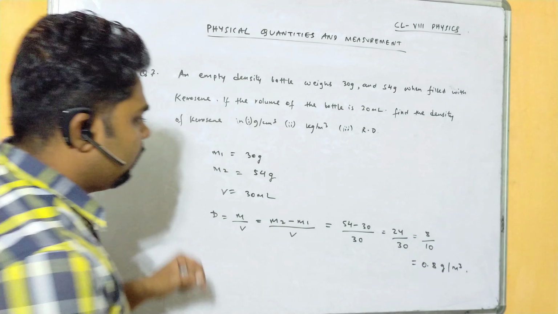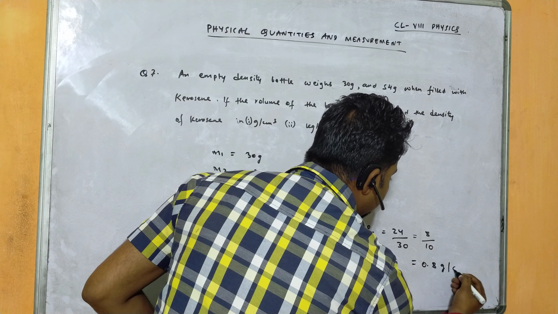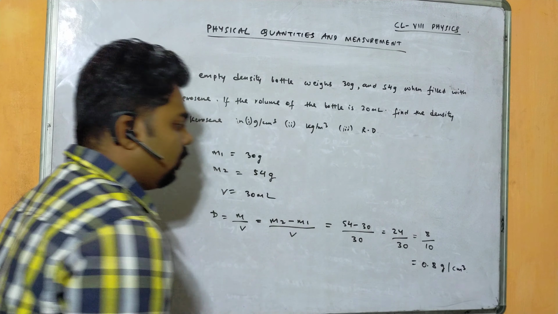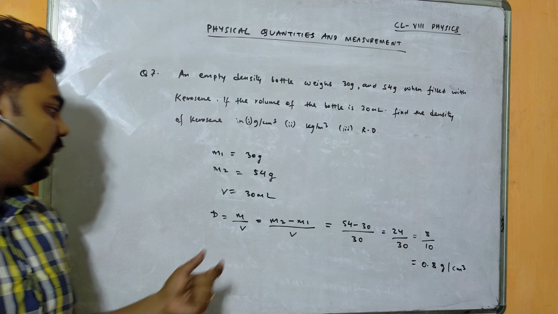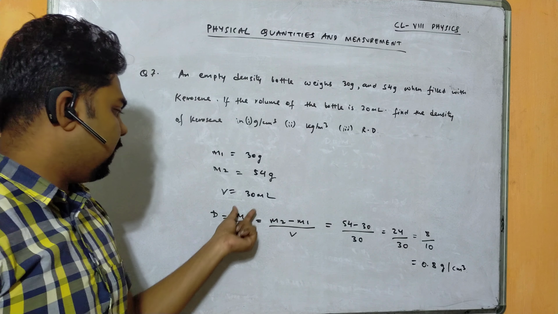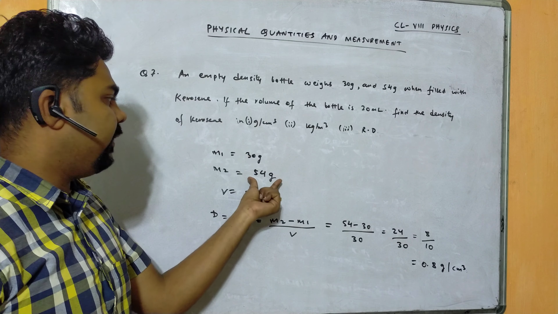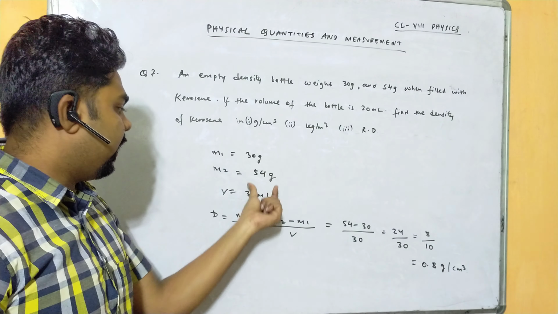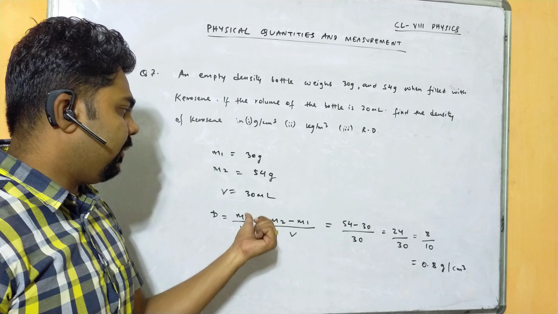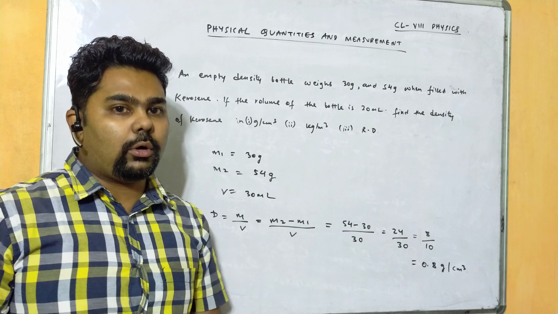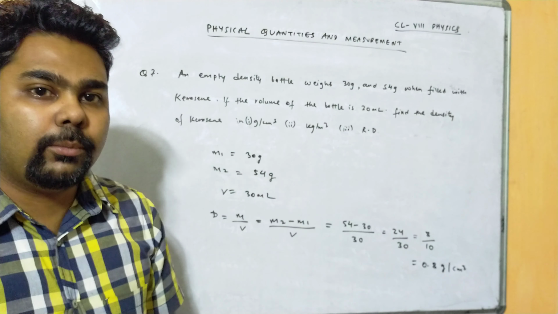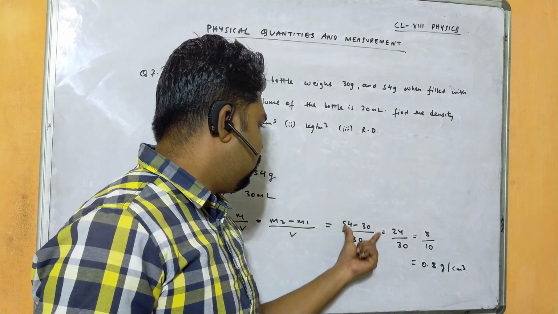Okay, 0.8 gram per centimeter cube. So what we have done here: density equals mass by volume. Mass means M2 minus M1, because this is empty and this is filled with kerosene, so we have to subtract. And volume will be the same, because the volume of kerosene is the volume of the bottle. So we'll calculate this one.